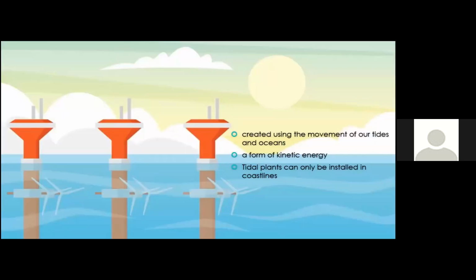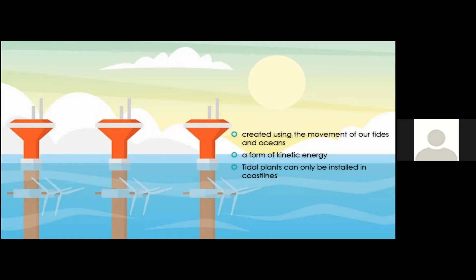Okay, my name is Alexandra Soto, and I am going to talk to you about everything you need to know about tidal energy. Tidal energy is created using the movement of our tides and oceans, where the intensity of the water from the rise and fall of the tides is a form of kinetic energy. In general, this form of energy uses the movement of the water to push a turbine to generate electricity. And these turbines can be likened to wind turbines, but positioned underwater.